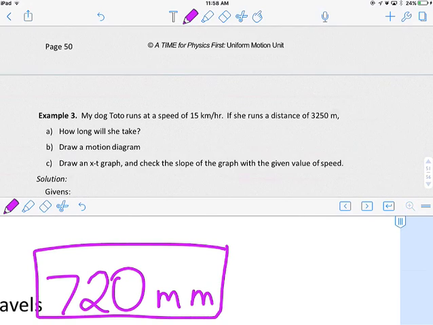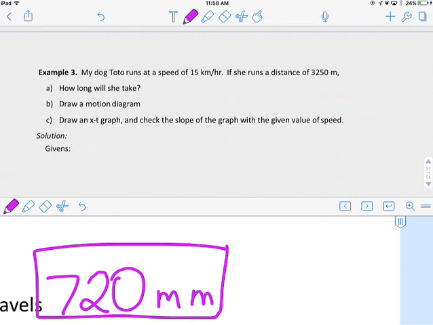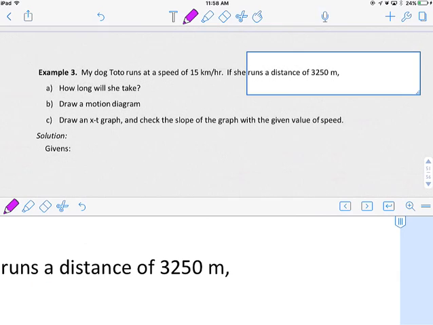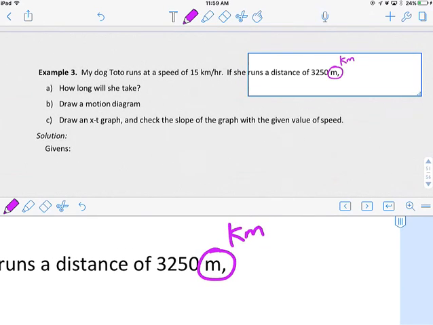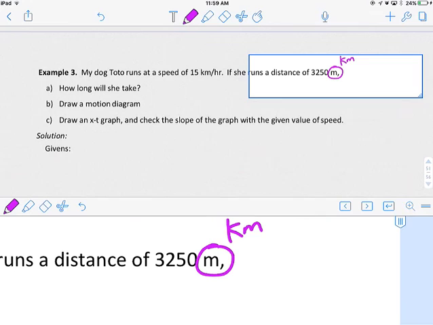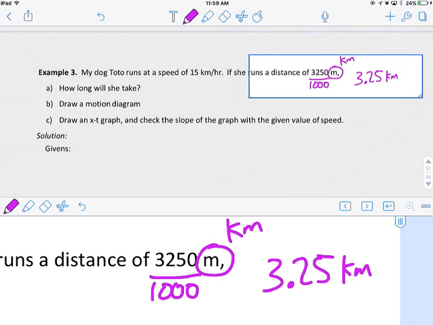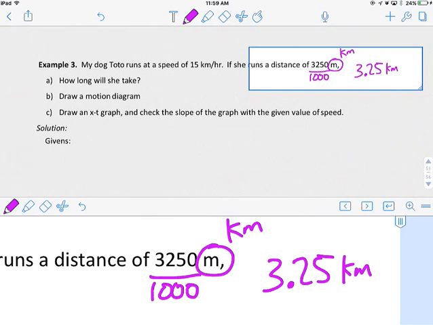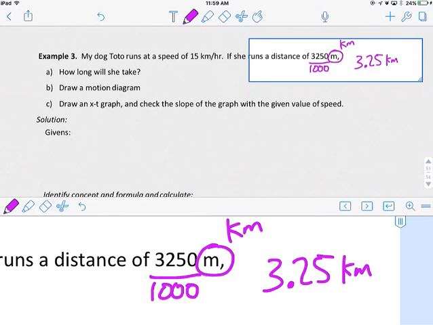Okay, so now example 3, we've got my dog Toto running at a speed of 15 kilometers per hour. She runs a distance of 325 meters. Now they did this to us again where meters is not the same as kilometers, so we've got to do a little bit, but this one's an easy one. All you have to do is divide by 1,000 or move that decimal place over. So this will be 3.25 kilometers. Okay. So we need to figure out how long she'll take, draw a motion diagram, and draw an x versus t graph.